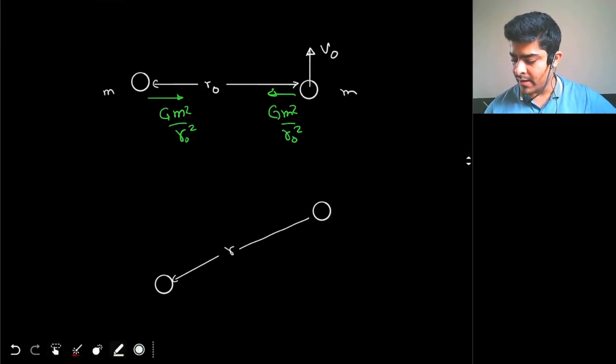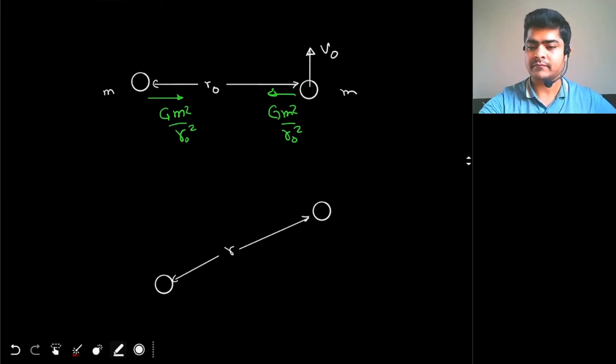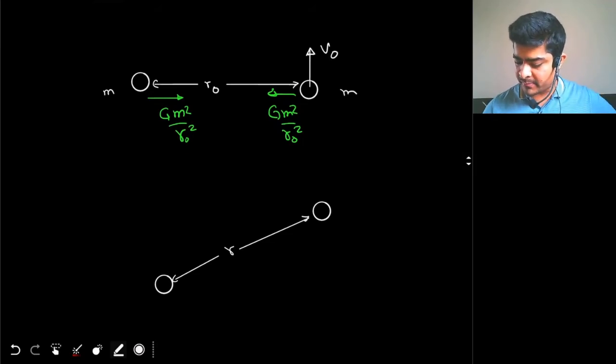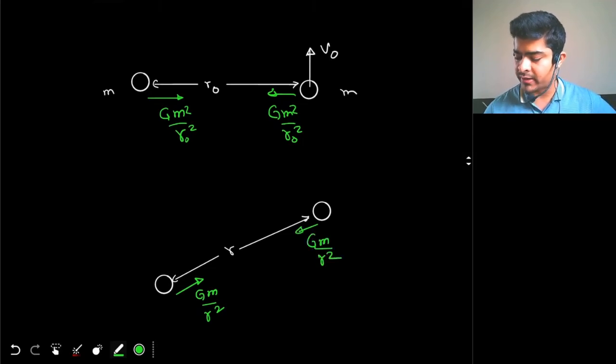In this situation, both the particles will have some velocity. But the main concern we have is regarding the acceleration. Both of them have acceleration towards each other. Gravitational force will be G m square by r square, so the acceleration will be GM by r square. Both of the particles have acceleration like this because they only have mutual gravitational force.